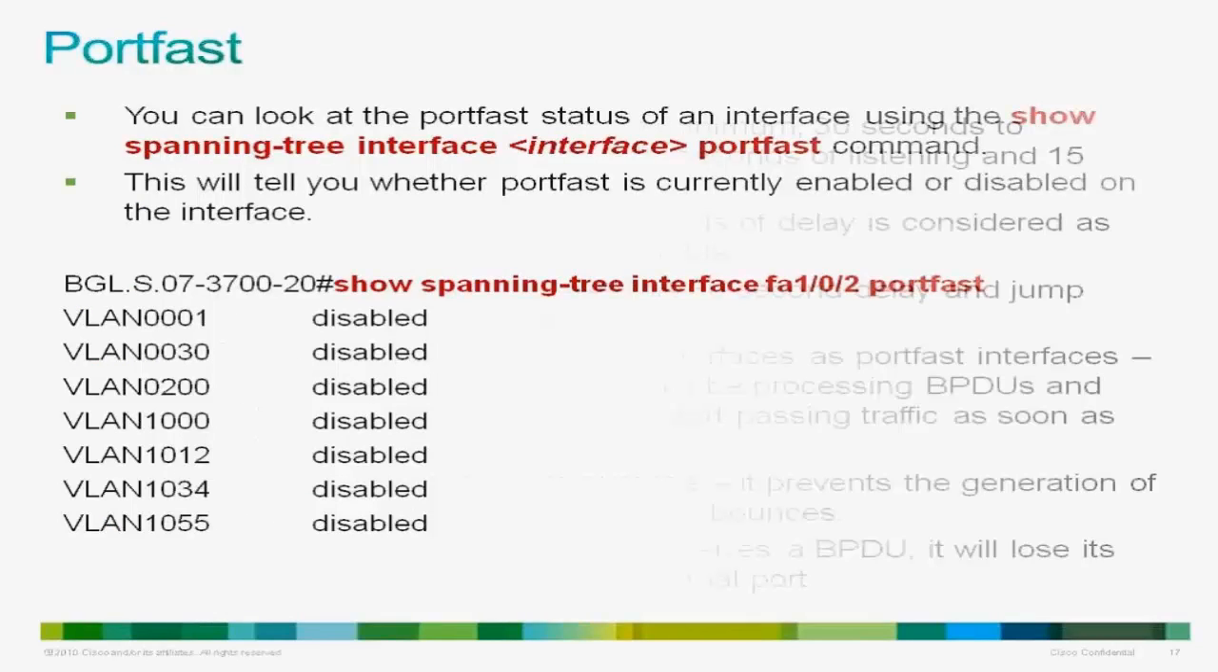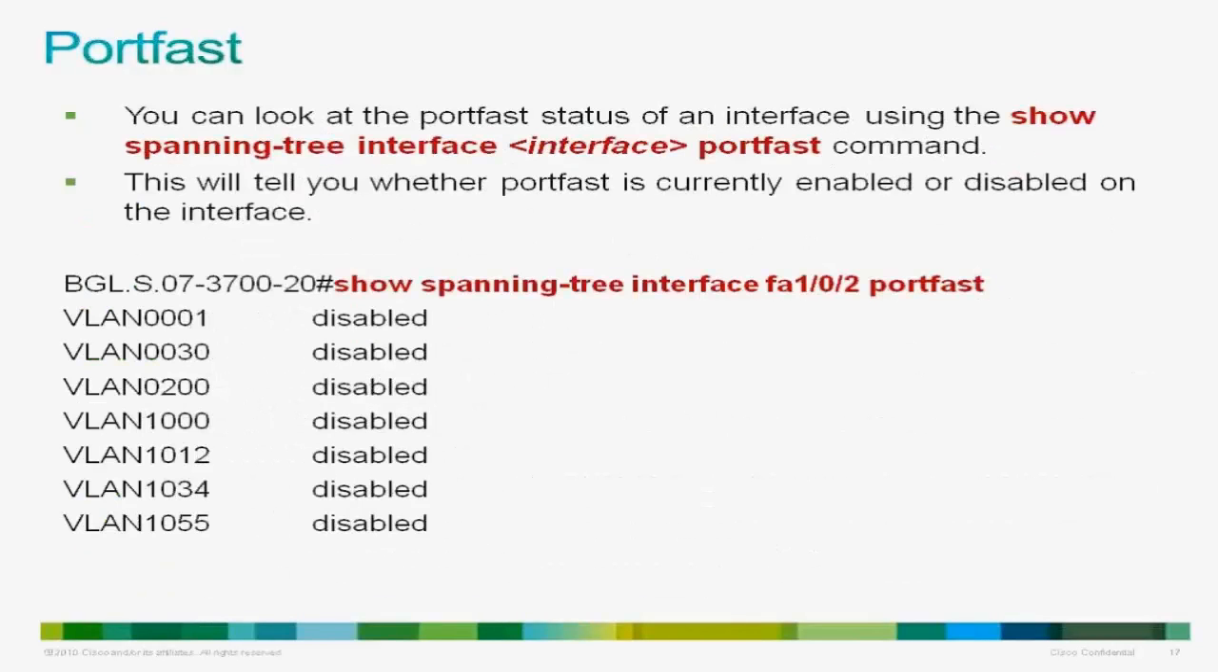So PortFast can be implemented either globally. If you implement it globally, it applies to all your access interfaces, and of course you always have the option of implementing it per port. Now the best way to look at whether a port is operational as PortFast or not is to do a show spanning-tree interface portfast, and that will list out whether the interface is enabled or disabled for PortFast. I've listed that command out for a trunked interface, which is why you see a bunch of VLANs.